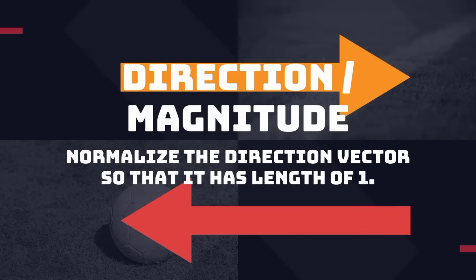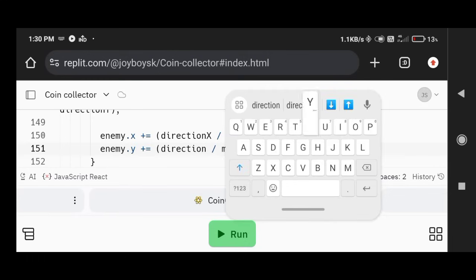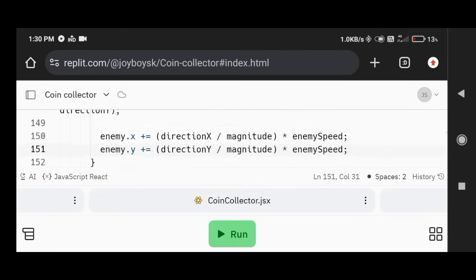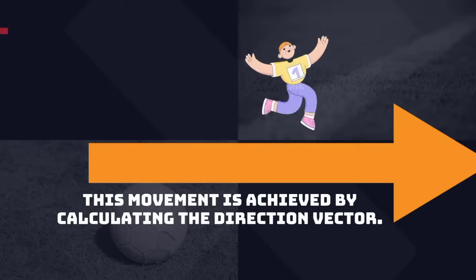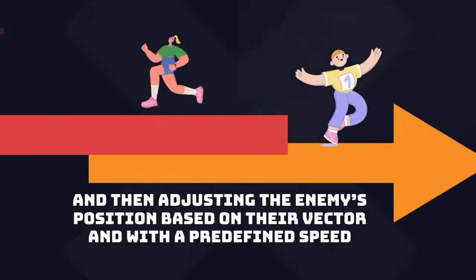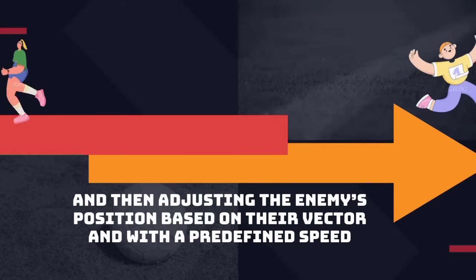Here, the direction divided by magnitude normalizes the direction vector so that it has a length of 1. This effectively provides the direction of movement for enemies in the x or y axis, while also adding speed to it. In short, you can say, the code here says that the movement is achieved by calculating the direction vector, normalizing it, and then adjusting the enemy's position based on their vector and a predefined speed.